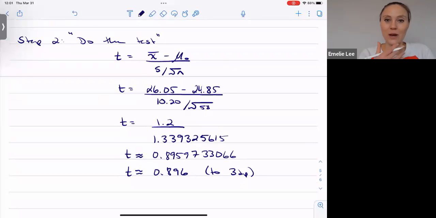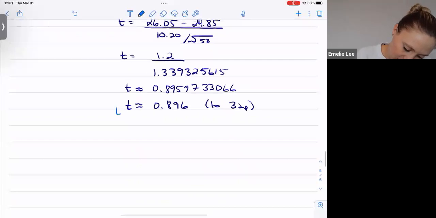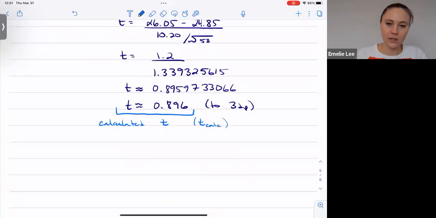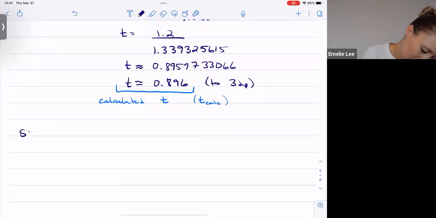All right, so now I've got my calculated t. So here, this is our calculated t, which we can denote by t calc. I just find that it's a little bit easier to write that way, but it's your calculated t, and that's the one that we use in our table. But to use our t table, so step 3, find the p-value.